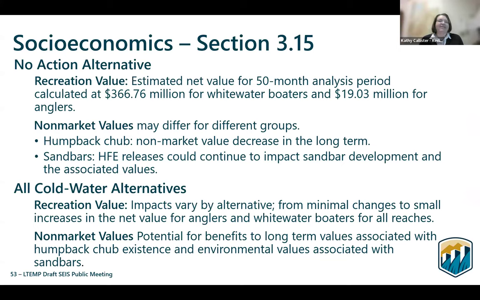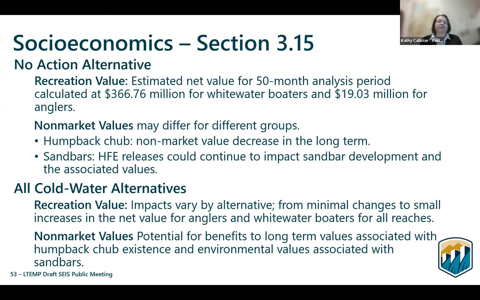All right, for socioeconomics, under the no action alternative, it's estimated that over the 50-month analysis period, there would be a $367 million calculated impact for whitewater boaters and $19 million for anglers. The non-market value, which I should have said on the previous slide, includes humpback chub and sandbars. So for the humpback chub, non-native market values decrease in the long term. And for sandbars, high flow experiment releases would continue to impact sandbar development and the associated values.